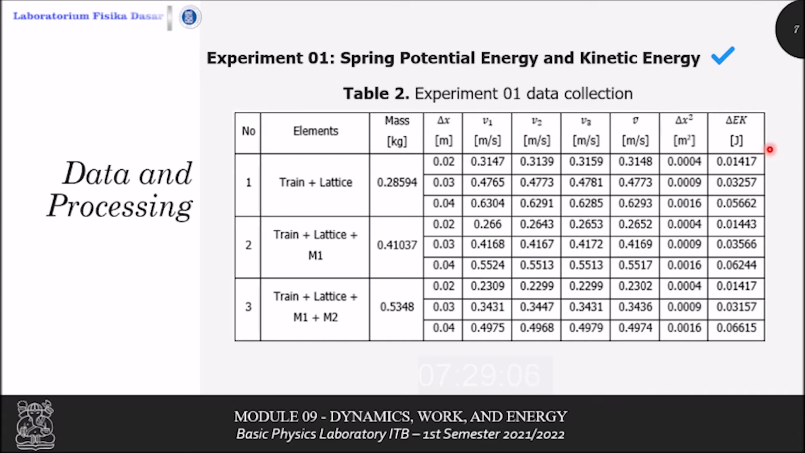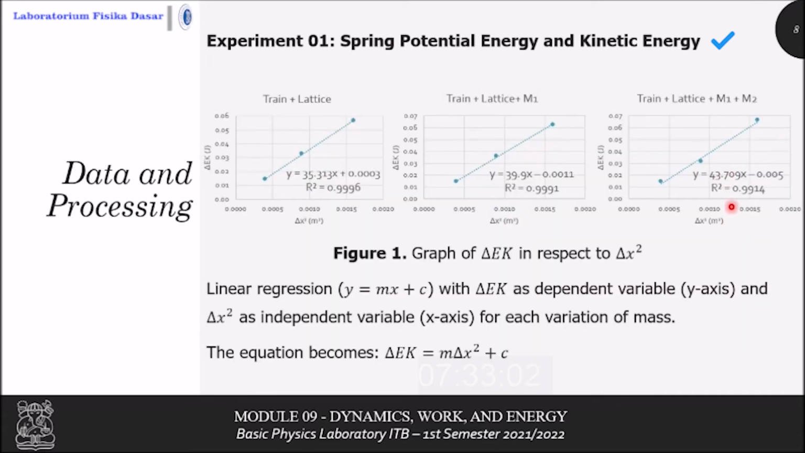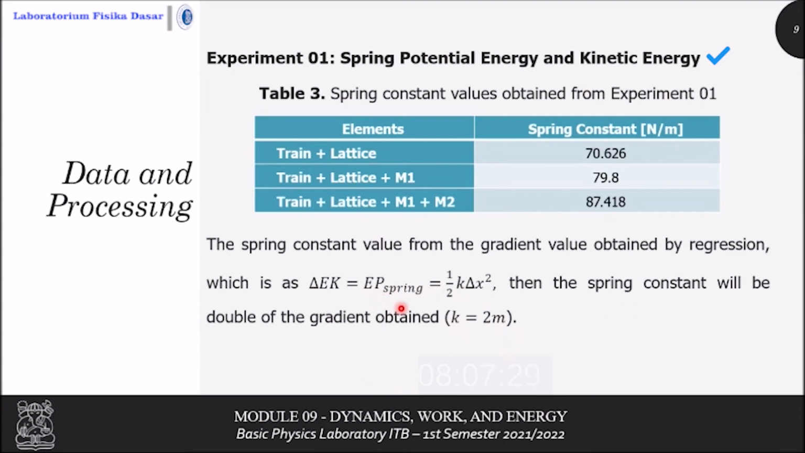Now, after all of this data has been collected, we do a linear regression with the x-axis of delta x squared and the y-axis of delta Ek, so that we obtain a graph for every variation of mass. Here, we also obtain the linear regression equation, in which the important part is the gradient. As you see here, the equation of regression is delta Ek equals m times delta x squared plus c. However, if we equate it to delta Ep, or the potential energy of the spring, then we could realize that the gradient is just half of the spring constant value, so that the spring constant value can be obtained simply by doubling the gradient value obtained. Therefore, we could have the following data here in table 3.